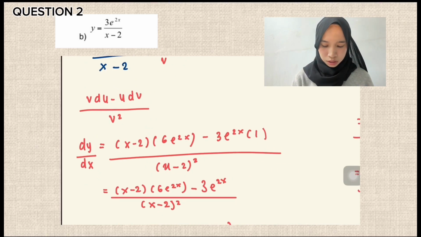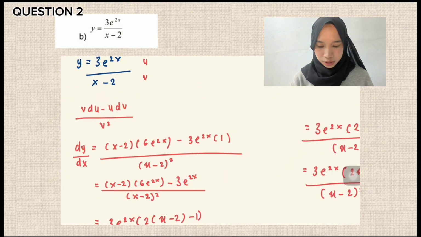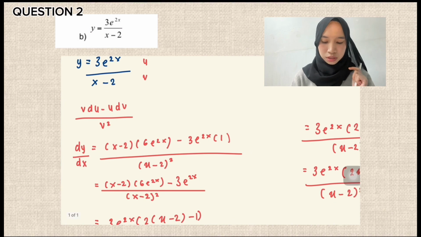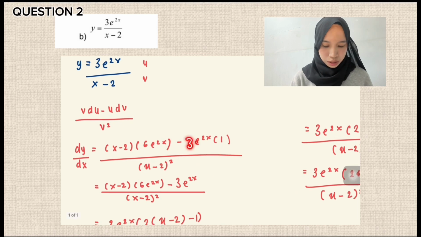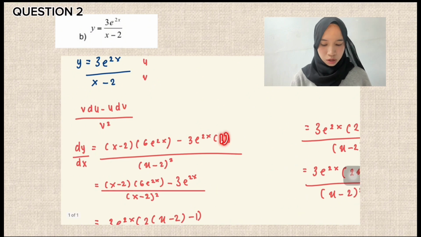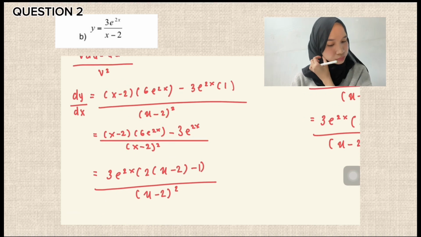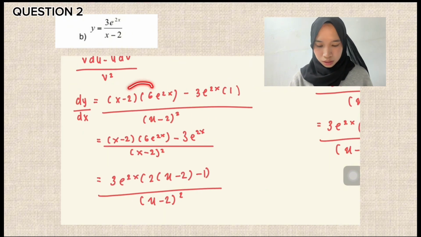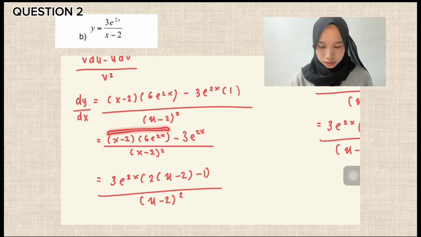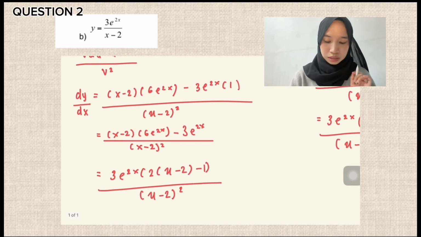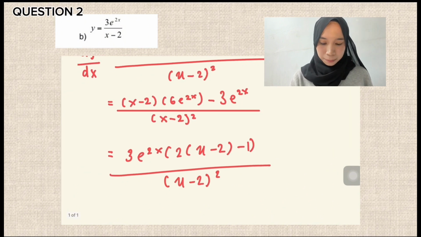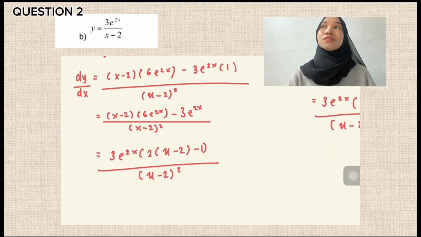So first we need to substitute the u and v inside the formula. So v, which is x minus 2, times the differentiation of u, which is 6e to x minus 3e to x, minus u times the differentiation of v, which is 1, over v squared, which is x minus 2 squared. After that we need to multiply it, and for this we get this, and for the 3e to x times 1 we get 3e to x, and the denominator is not changed.